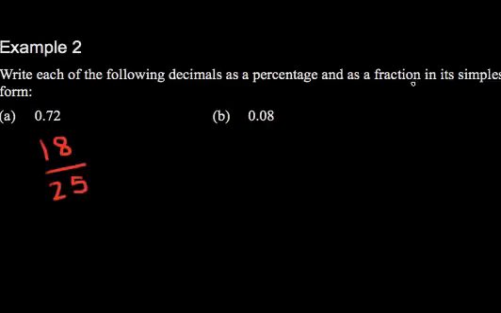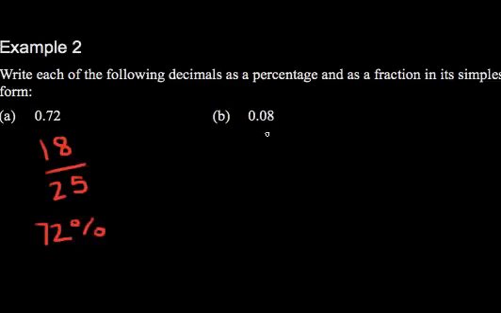Now, that's done the fraction part. What about the percentage part? Well, 0.72 is very easily converted into a percentage just by multiplying it by 100. So if we multiply that by 100, we get 72%. So the percentage and the decimal are very intimately linked.